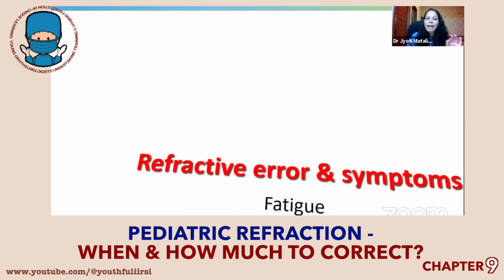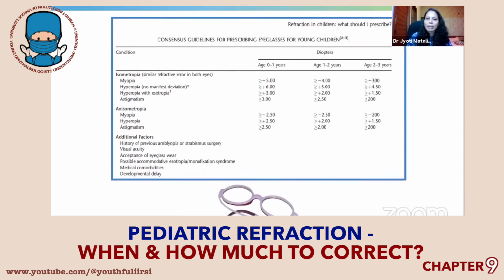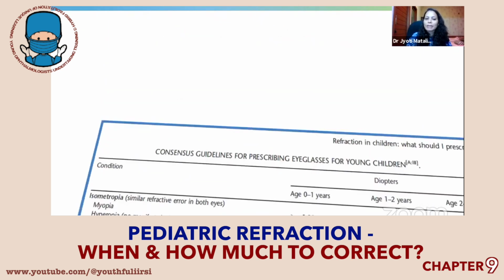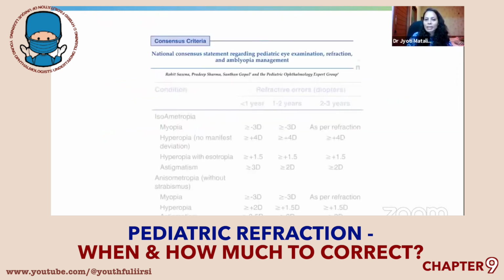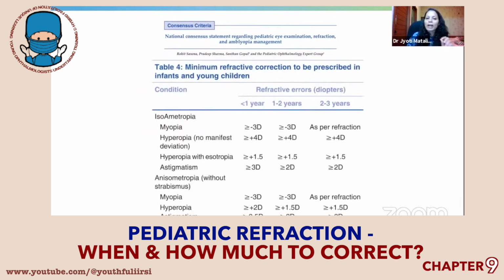Now, whatever guidelines I have told you are something which have been put in by the American Academy. But keeping in mind that this was done long ago, we, the pediatric ophthalmology expert group, decided under the leadership of AIOS to have our own national consensus statement, which we published in IJO in 2020. And then we realized how we can use it for our population. And this is much simpler. So this is like the take home.